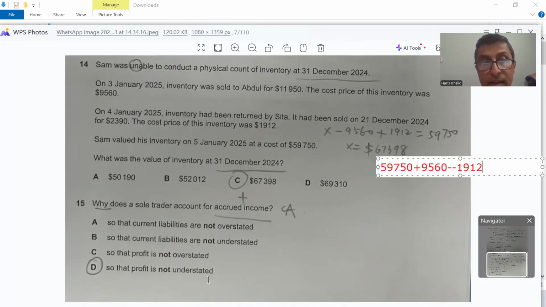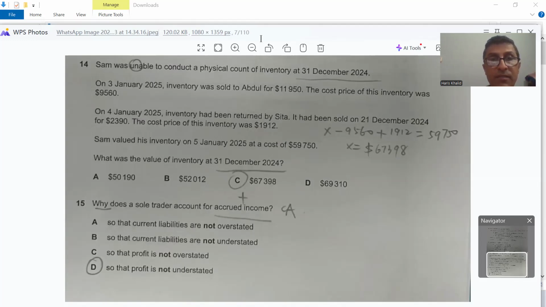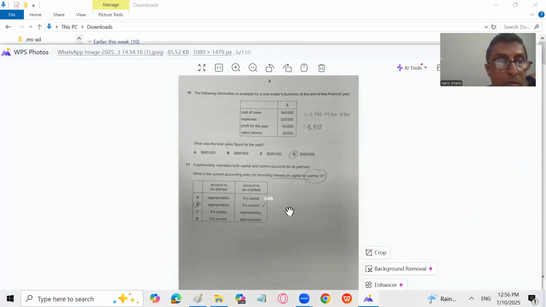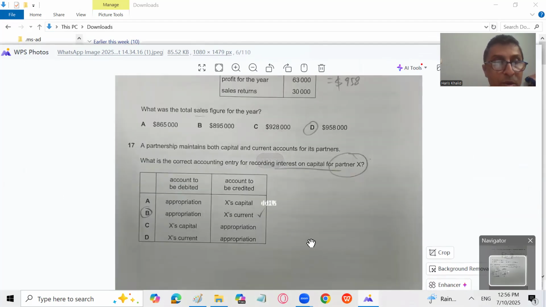Why does the sole trader account for accrued income? So that profit is not understated. So we should record it, add it in the profit, so that profit is not understated. So D is going to be the answer for this particular question. So 15 we have done. Next 15 we are supposed to do, which obviously include marginal costing and absorption also.